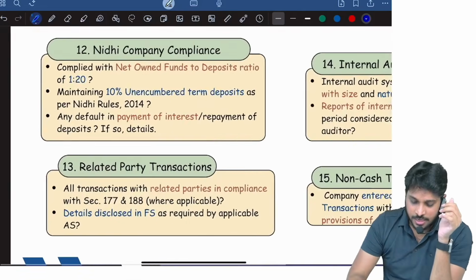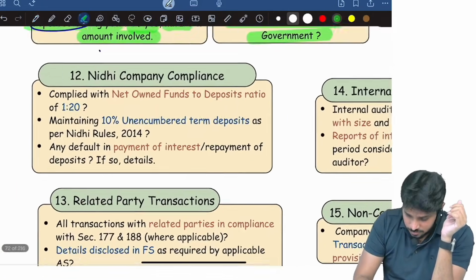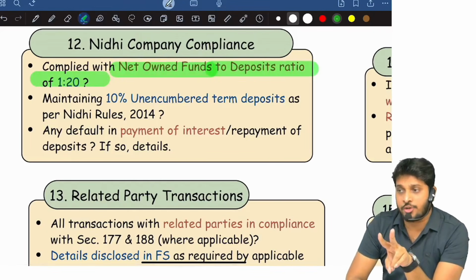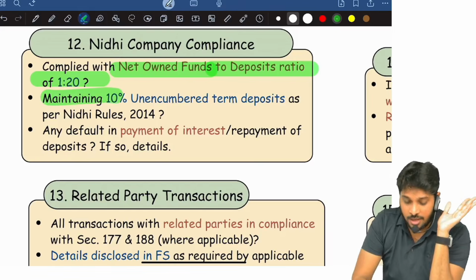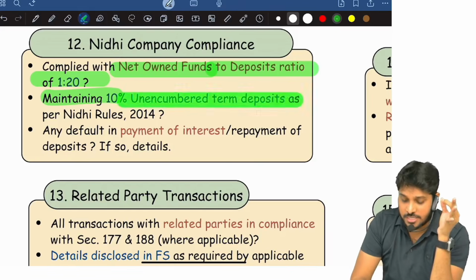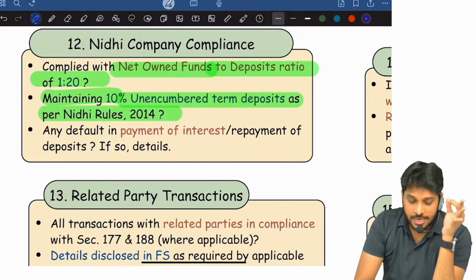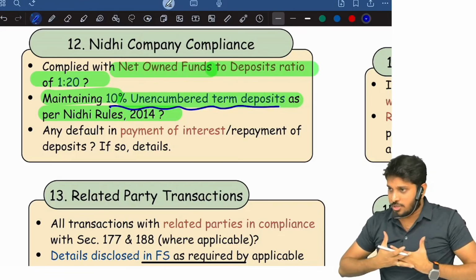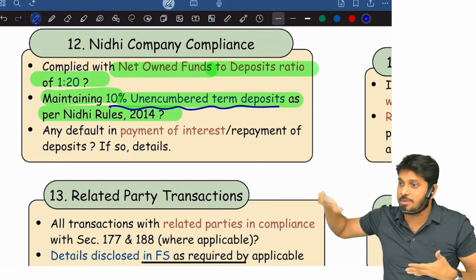Next, Nidhi company. Whether the Nidhi company complied with the net owned funds to deposit ratio of 1:20. For every 20 rupees of liability, 1 rupee of own funds must be there. Further, a Nidhi company has to maintain liquidity. How much liquidity should they maintain? 10% of unencumbered term deposit. A Nidhi company will accept so many deposits. Out of it, 10% they should maintain in term deposit as liquidity.